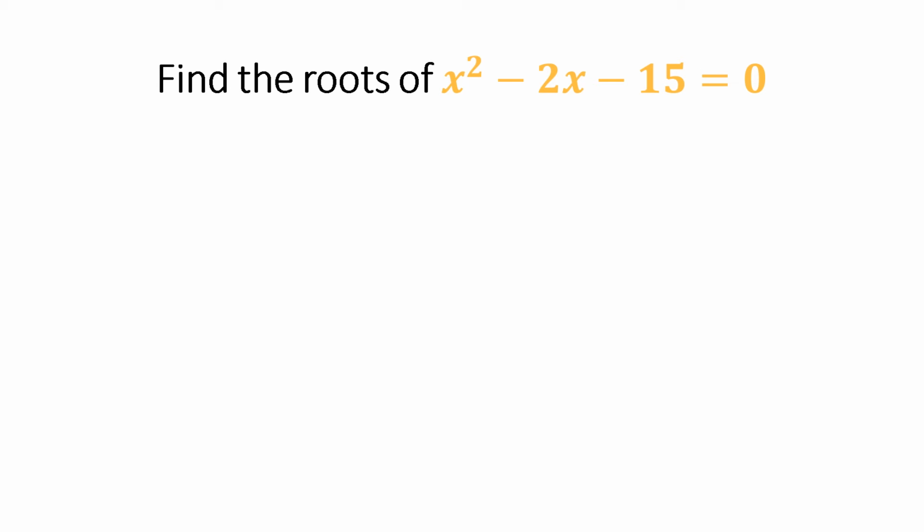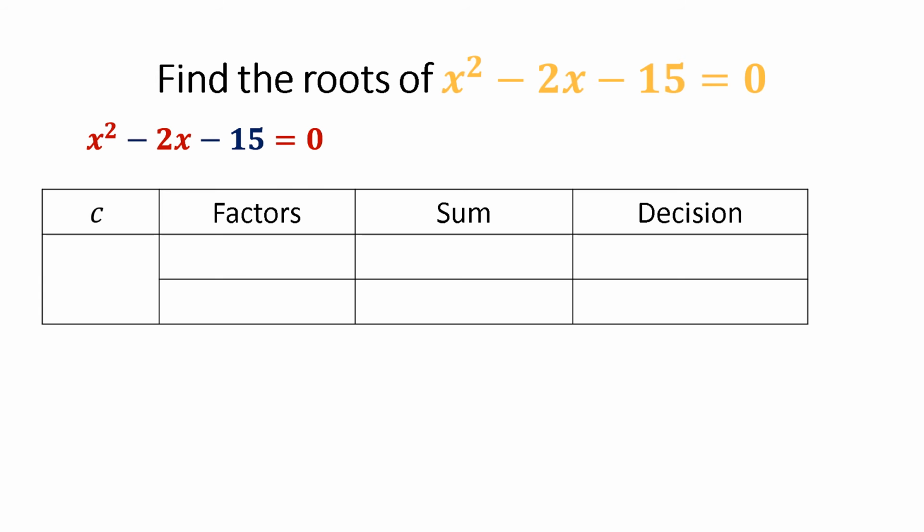Let's find the roots of x squared minus 2x minus 15 is equal to 0. Now, written in that, that's x squared minus 2x minus 15 is equal to 0. We need to check now our c, which is negative 15. And then the sign is negative 2x. So that would be the sum. Now, let's have now our table. Once again, our c is negative 15. So we look at the factors, so like negative 3 and 5. We get the sum negative 3 plus 5 is equal to 2. So we can reject that because our target is negative 2.